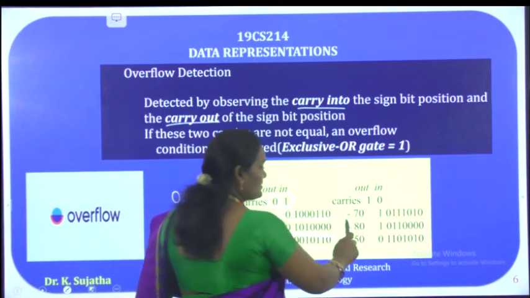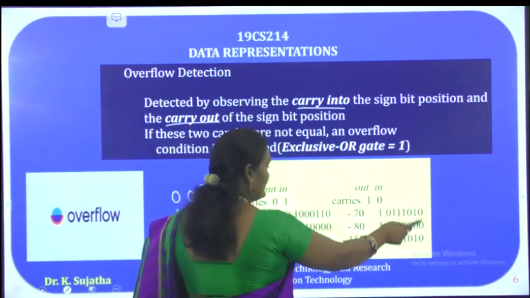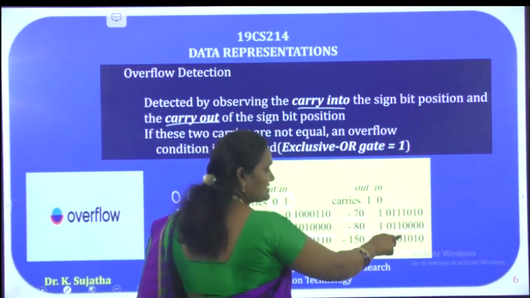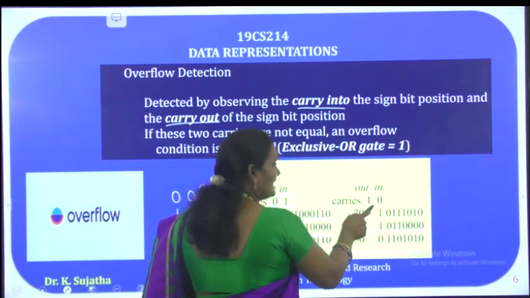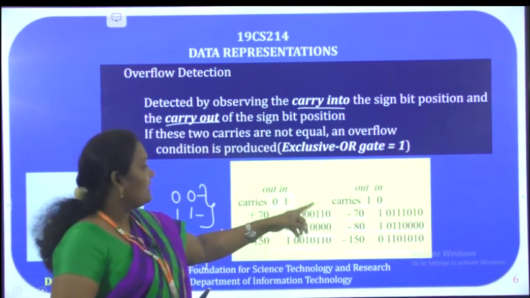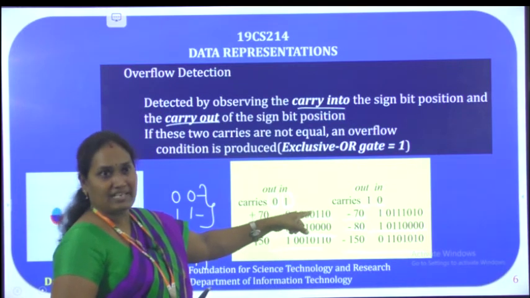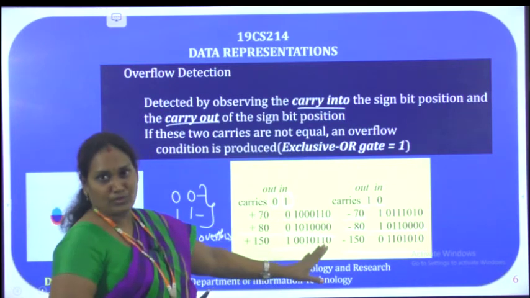Now here, if you observe this one, minus 70 and minus 80, here I have taken the 2's complements of those numbers. If I add these two, I'll get the carry into the sign bit position as 0 and the carry out of the sign bit position as 1. Here both the carries are different. We'll get an overflow here.